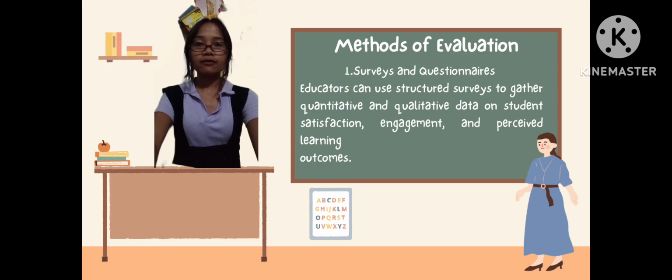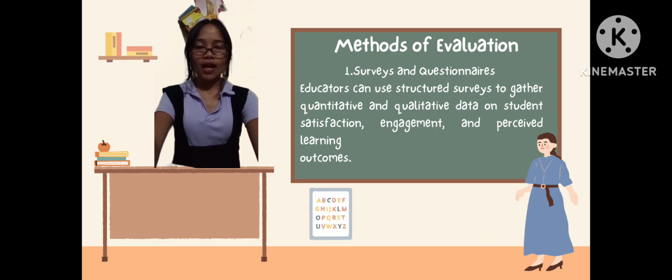The first method of evaluation is surveys and questionnaires. These are effective tools for gathering this feedback. Structured surveys yield both quantitative and qualitative data. Qualitative data offers richer understanding of students' perspectives, while quantitative data provides a broader overview of trends and patterns.